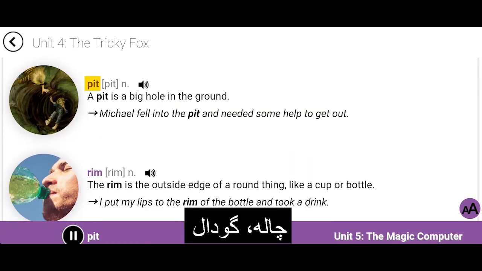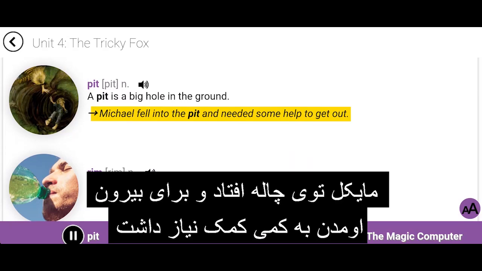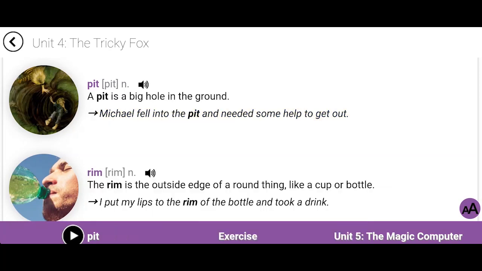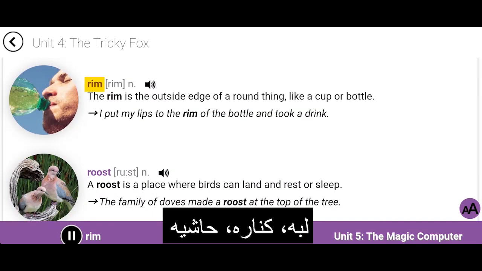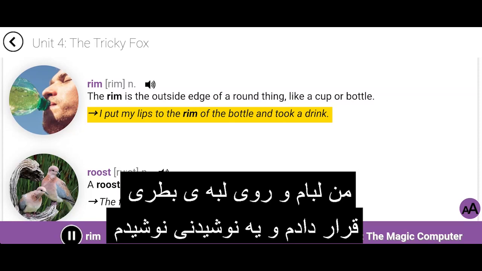Pit. A pit is a big hole in the ground. Michael fell into the pit and needed some help to get out. Rim. The rim is the outside edge of a round thing, like a cup or bottle. I put my lips to the rim of the bottle and took a drink.